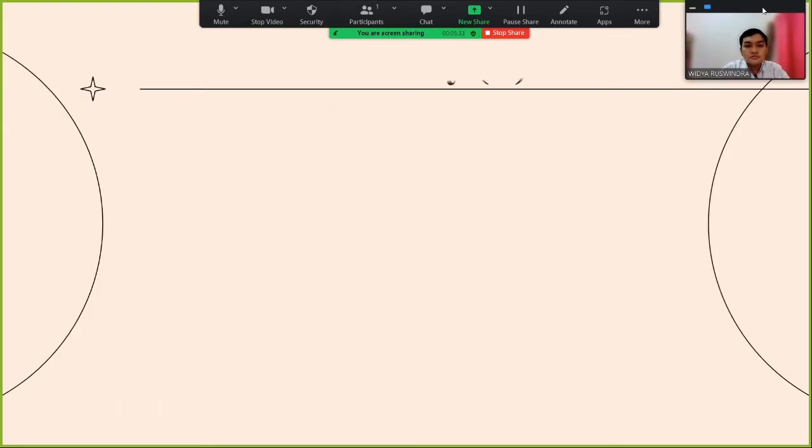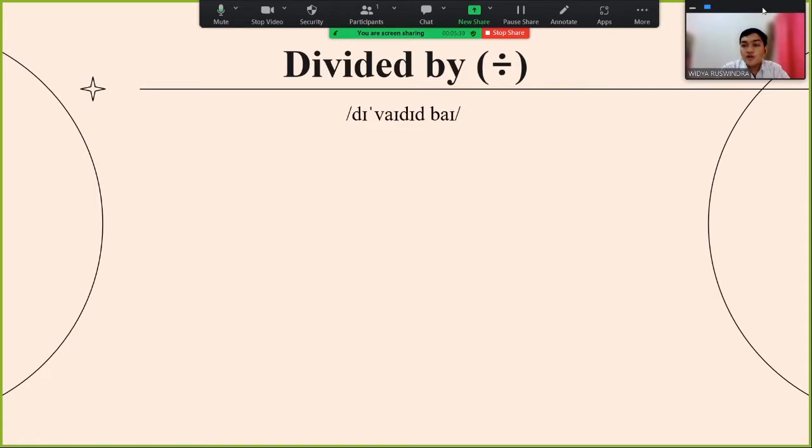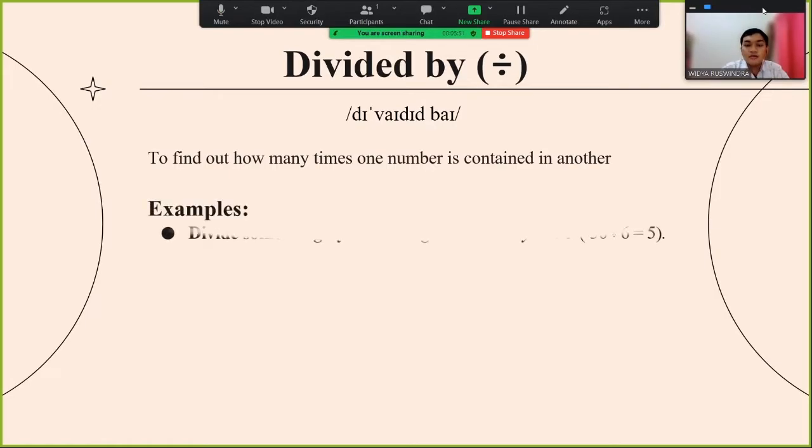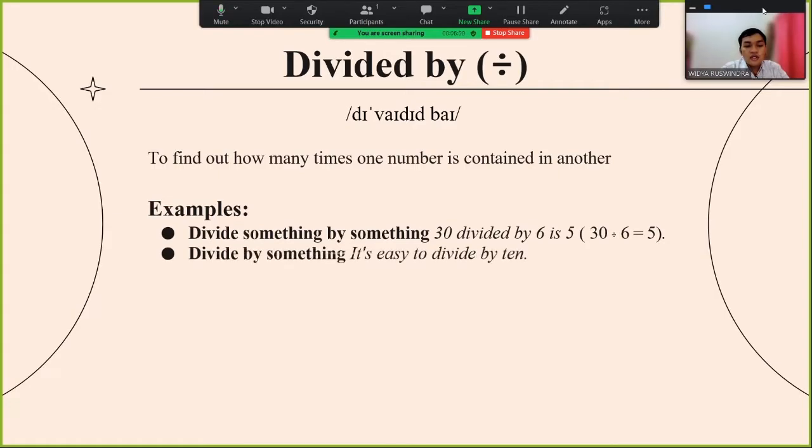Okay, next vocabulary is divided by. This is the symbol for divided. The pronunciation is divided by. It is used to find out how many times one number is contained in another. For example, 30 divided by 6 is 5. Second, dividing by something. It's easy to divide by 10.